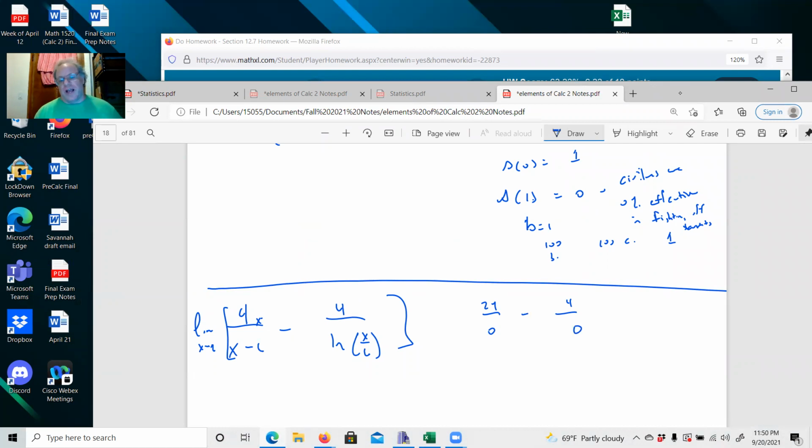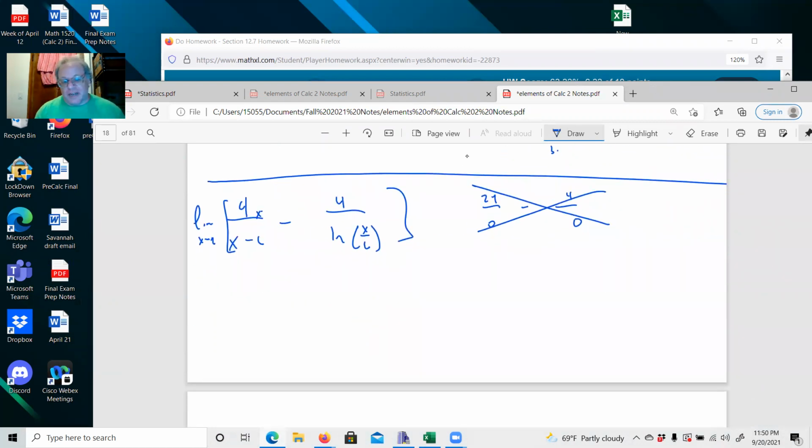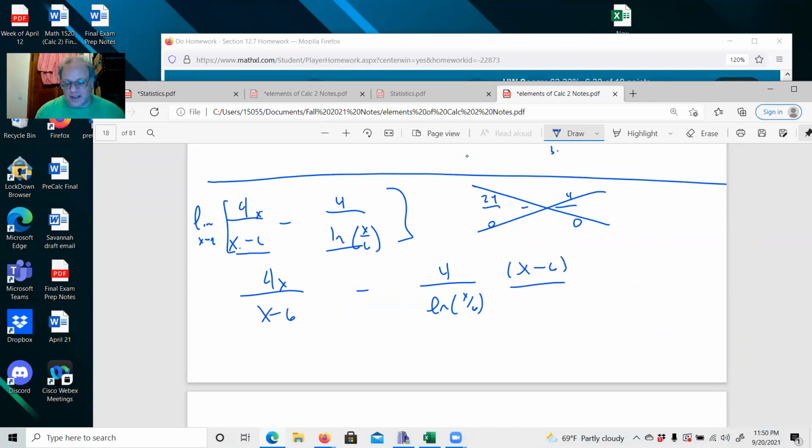So we have to get common denominators, because we have two fractions subtracted from each other. We have 4x over x minus 6, minus 4 over ln of x over 6. How do we get common denominators? We multiply the first by natural log of x over 6 on top and bottom, and the second by x minus 6 on top and bottom.